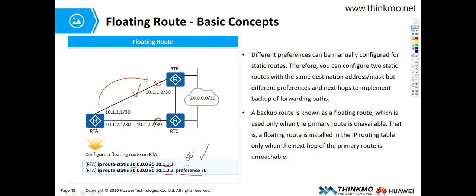We can also refer to the backup route here as a floating route, which only takes effect when my main route fails. That is to say, if one day I usually take this route, but it has a problem, for example, it shuts down, or suddenly I can't perceive the device on the other end of this link, then I will consider this main route unreachable. My routing table will switch to this backup route and take RTC. In this way, we can achieve a switch.